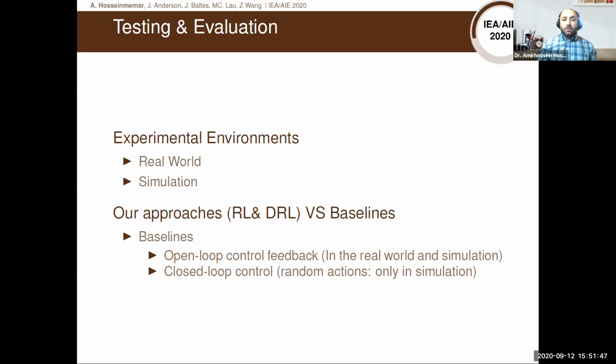For testing our evaluation, experimental environment were done in two worlds, one real world, the other one simulation. Our approaches were reinforcement learning and deep reinforcement learning versus baselines. The baselines were using open loop control feedback in the real world and simulation, and closed loop control, which was taking random actions only in simulation. The main reason that it was only in simulation was that we did not want to harm the servo motors in the real world.